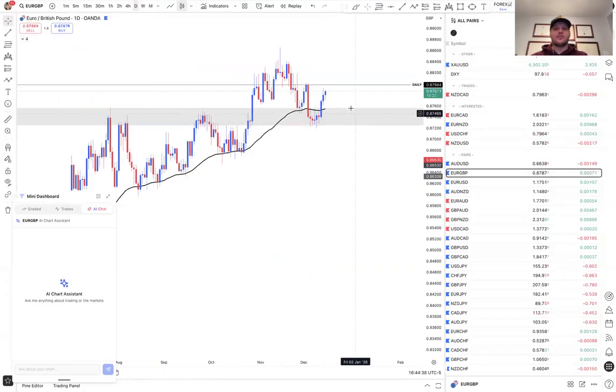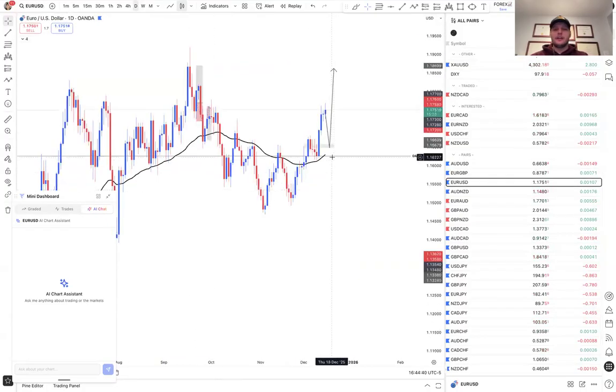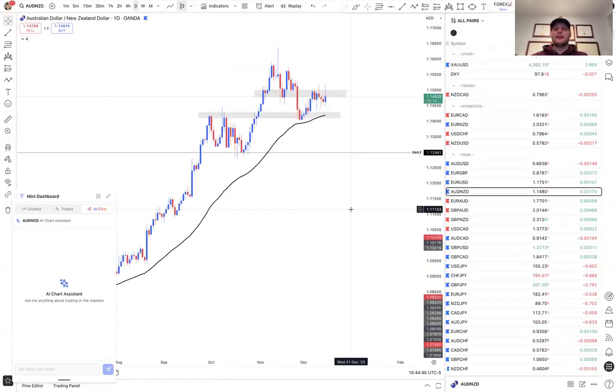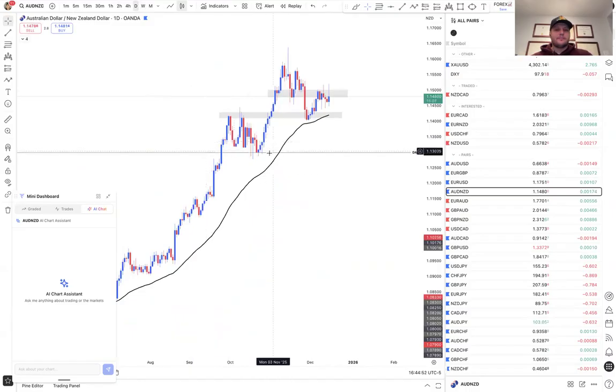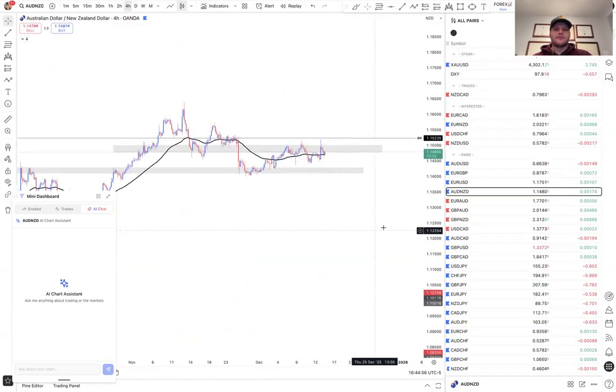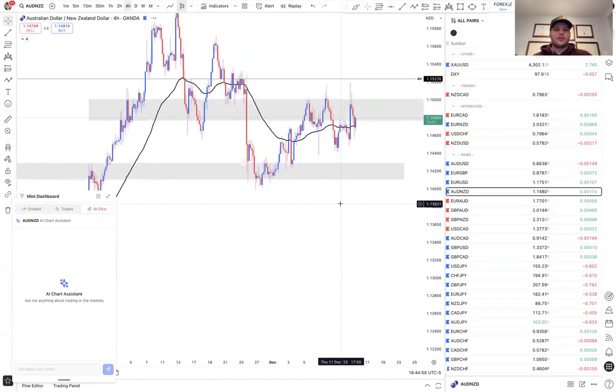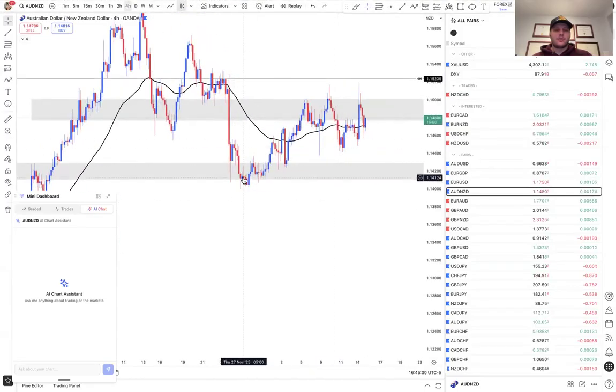Not interested. Price is already kind of heading in our direction. Euro USD prices at the higher high on the daily time frame. Not interested until the daily pullback. AUD NZD, another NZD pair which is pushing very, very aggressively. Daily time frame is bullish. Weekly time frame is bullish. 4-hour time frame is still currently bearish unless you count this or this as an elbow, which you realistically could.